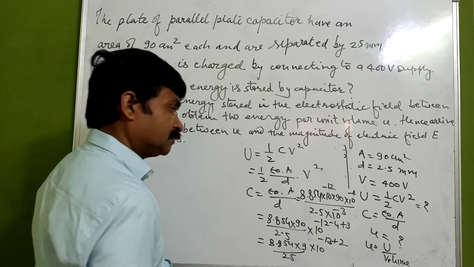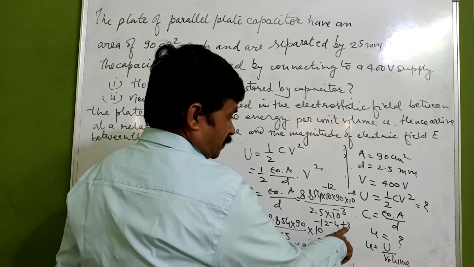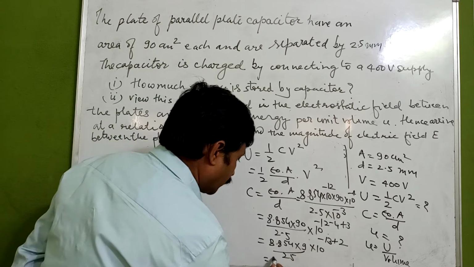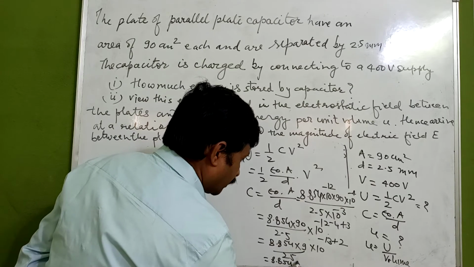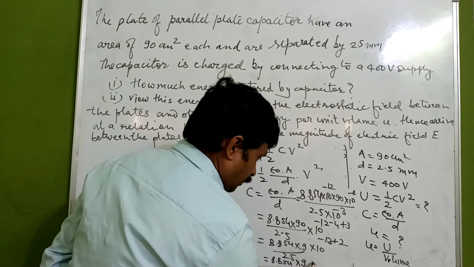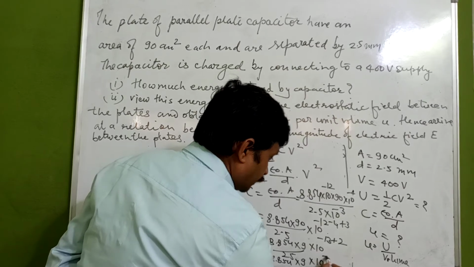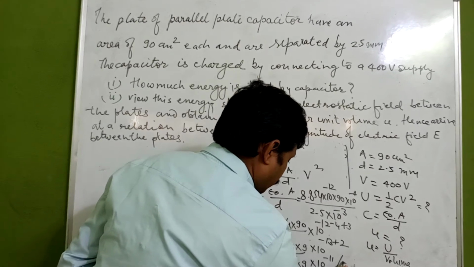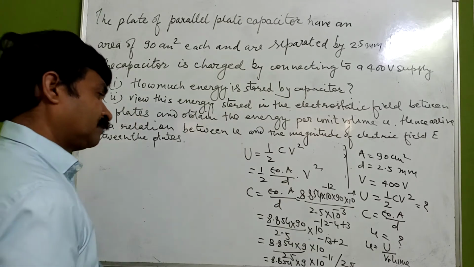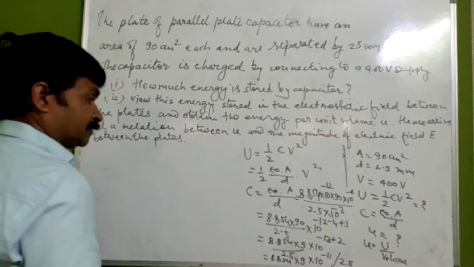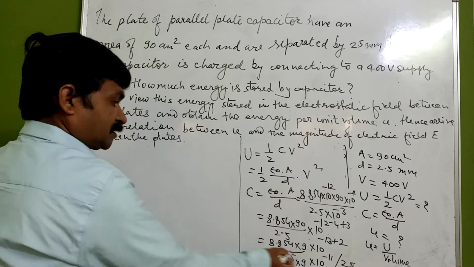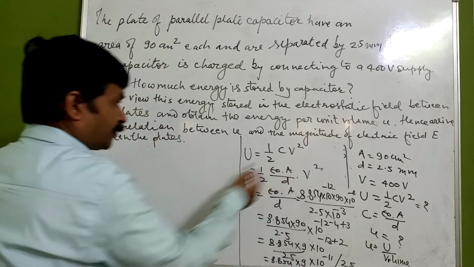Okay, minus 16 and plus 3, minus 13 plus 2, so it is going to have the value 8.854 into 9 into 10 raised to the power minus 11 divided by 25. Okay, so if we calculate it, we have to calculate this result. Now we will be getting the capacitance, means instead of calculating we will be putting it here.